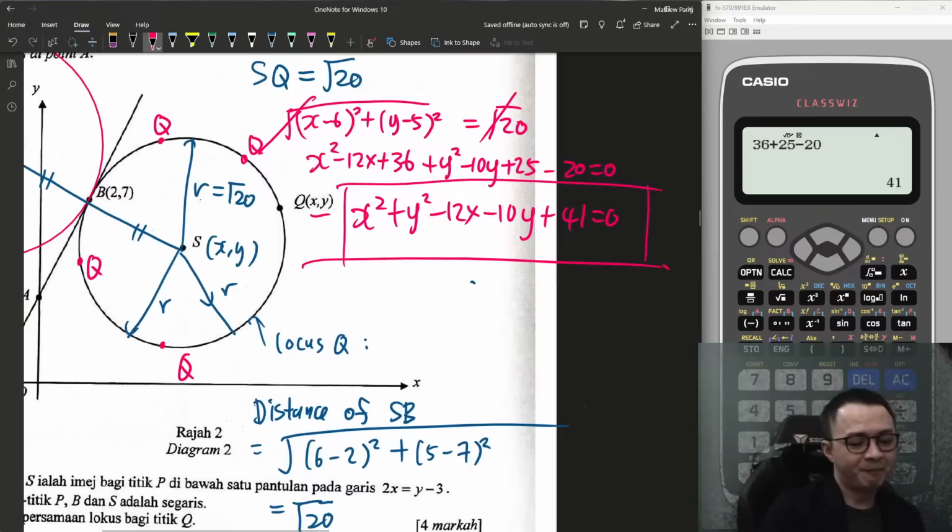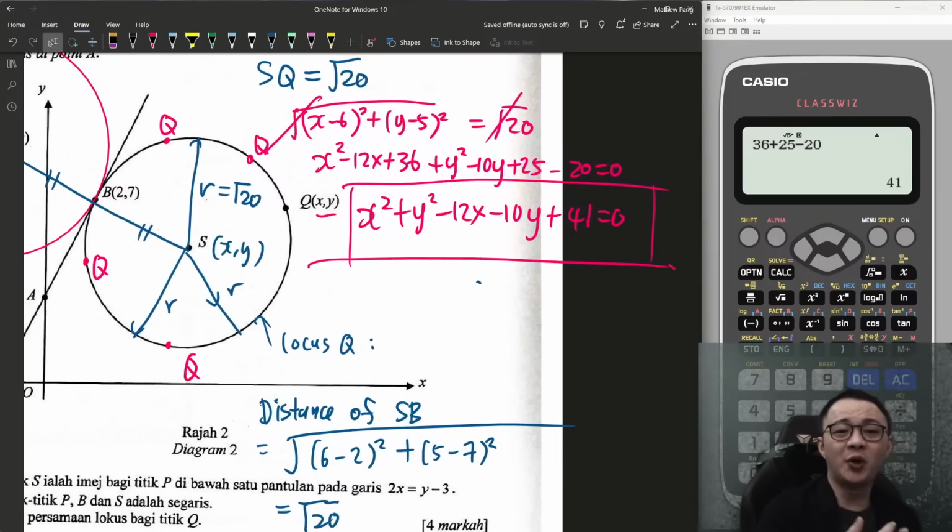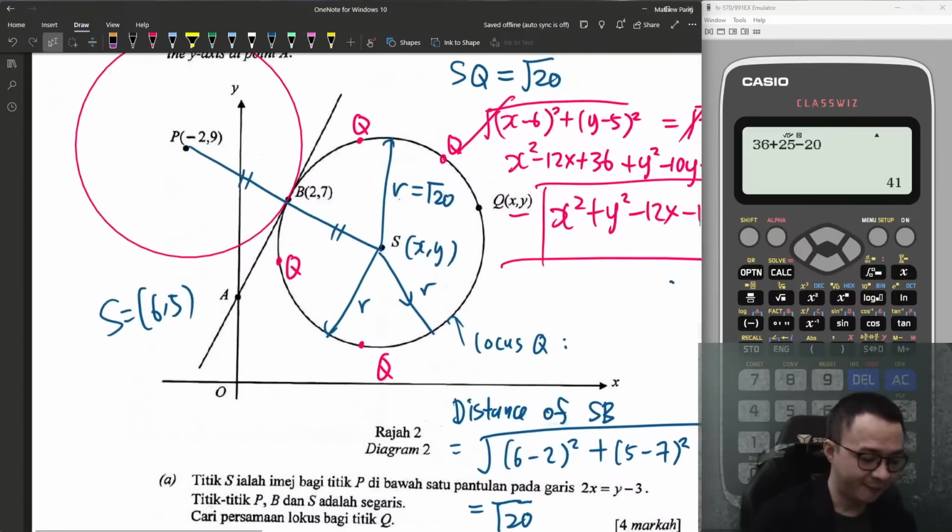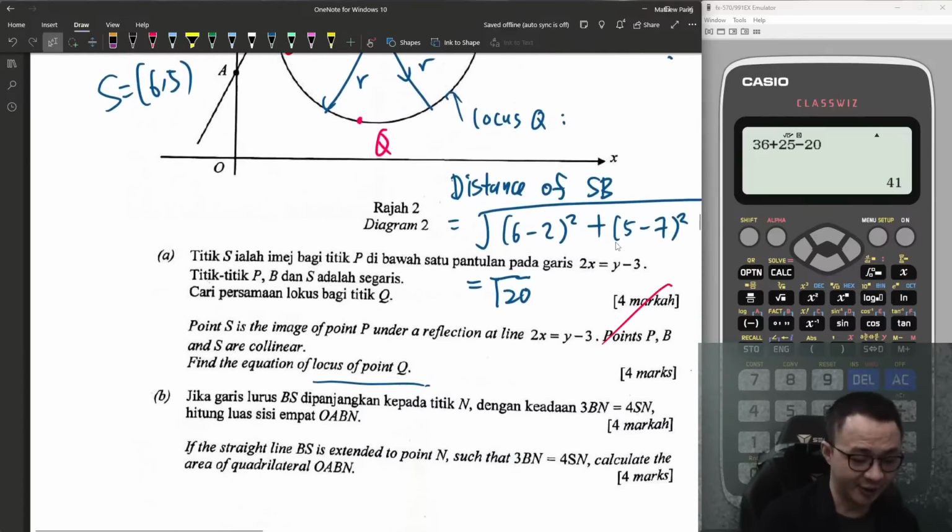Yeah, so for the equation of locus, we always use the distance formula. You can see, because the distance formula also came from the Pythagoras theorem. So most of the time we can use the distance formula for locus, but sometimes we can also use the gradient formula to find the locus. Okay, so done. The 4 mark. I guess it's 4 mark, isn't it?